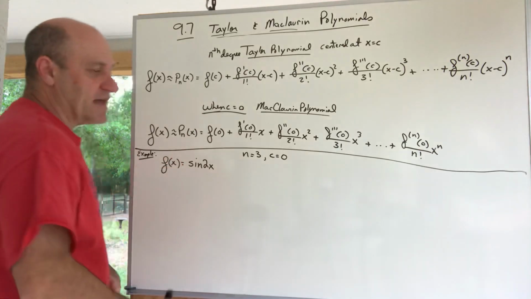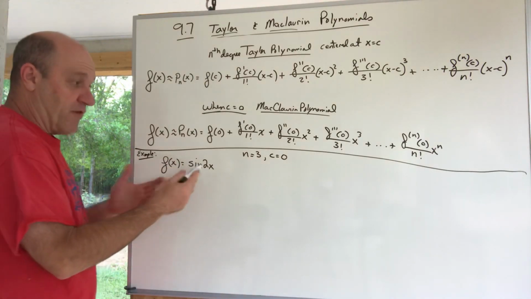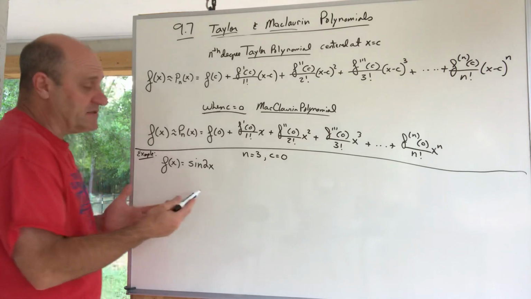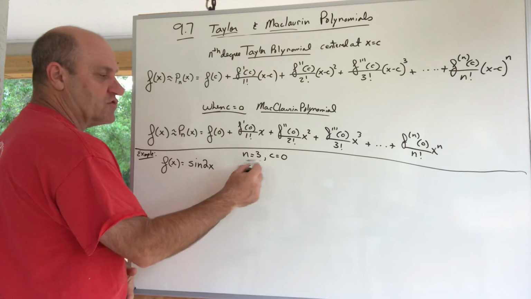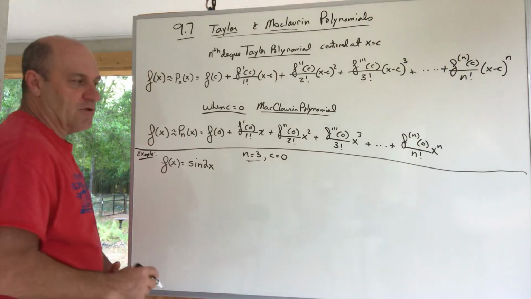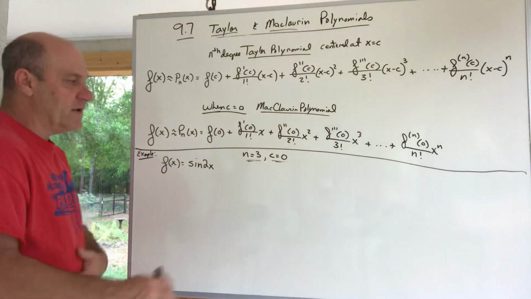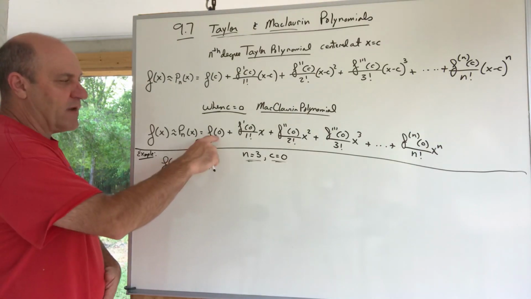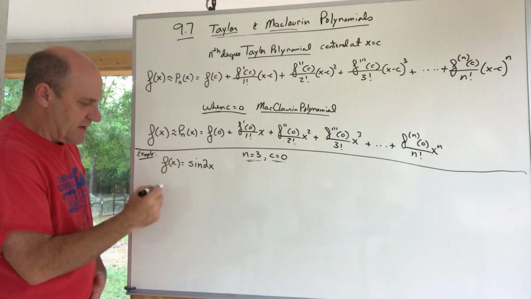So let's try an example. I give you a function. I'm going to build a polynomial and approximate it. I chose n to be 3 to keep it a little short. So that's a third degree polynomial, and I do want it centered at 0. So here we go. What do we need? We need the function evaluated at 0, and I need 3 derivatives. So let's go ahead and get the derivatives.